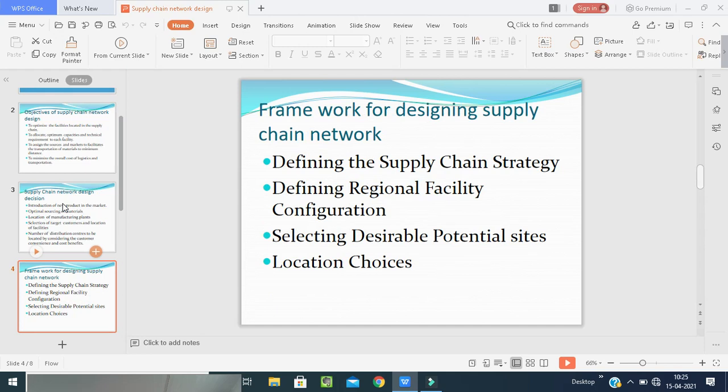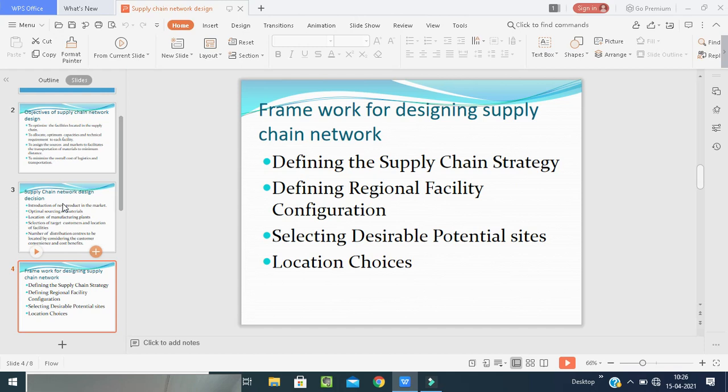Next, the framework for designing a supply chain network. The main aim of the framework for designing a supply chain network is to maximize the profitability of a firm by meeting the demands and expectations of the customers. That means profit to the firm, and meeting the expectations and determinations of the customers and consumers. All these things are coming.